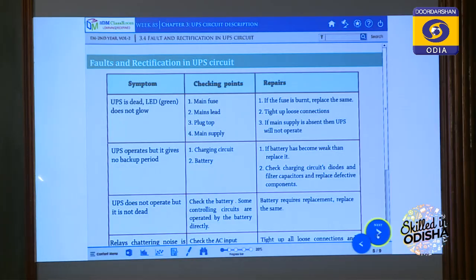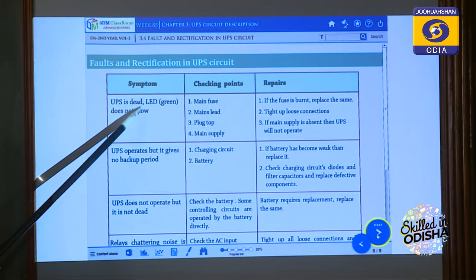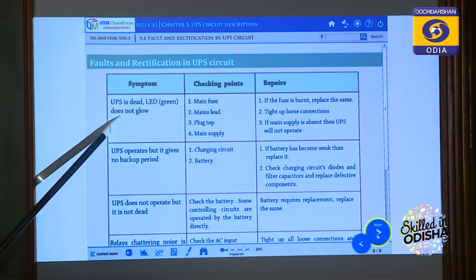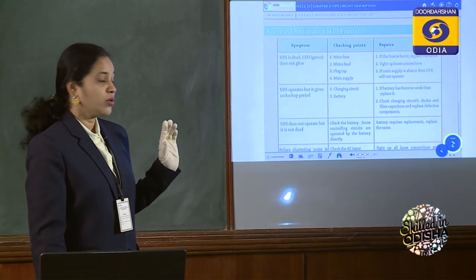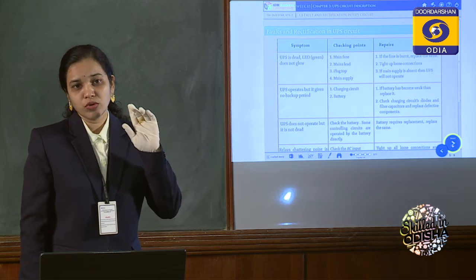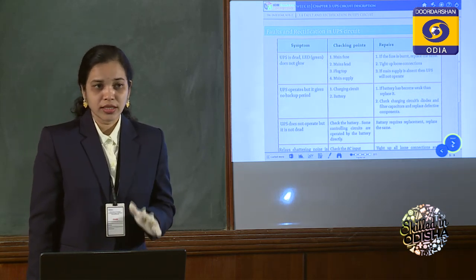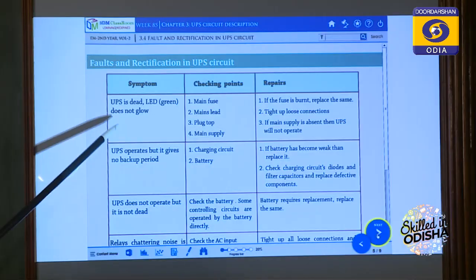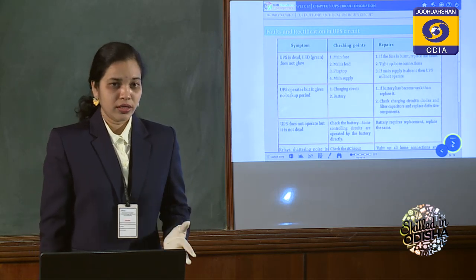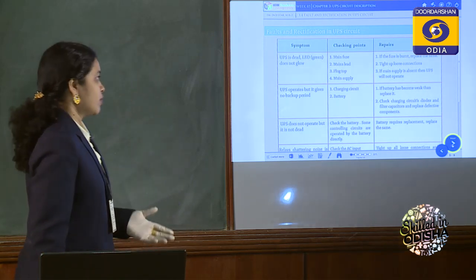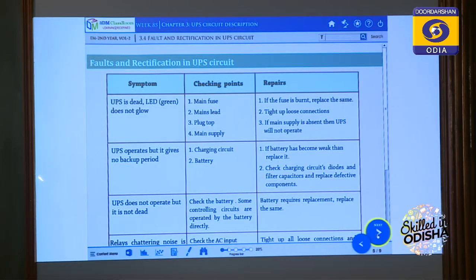Symptom. First symptom, UPS is dead, the green LED does not glow. First symptom is our UPS is dead. When we switch on or supply AC, at that time the green LED does not glow. That means the UPS is in a totally dead condition, not on at all. So what are the expected faults or checkpoints?